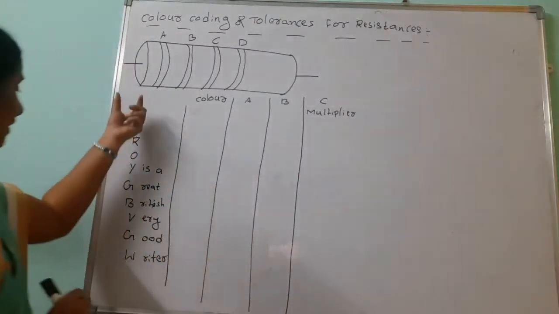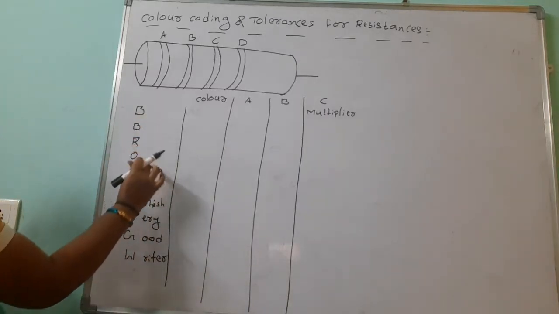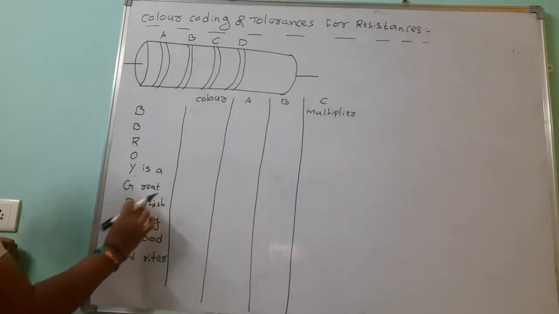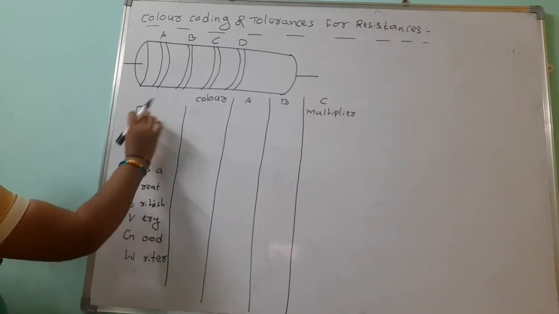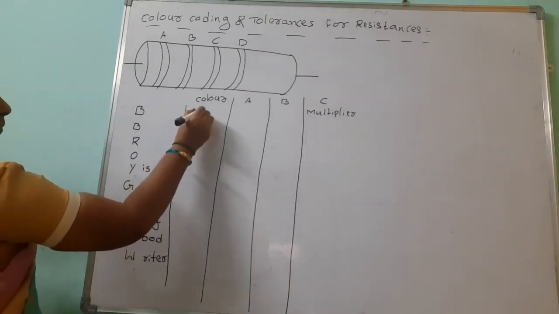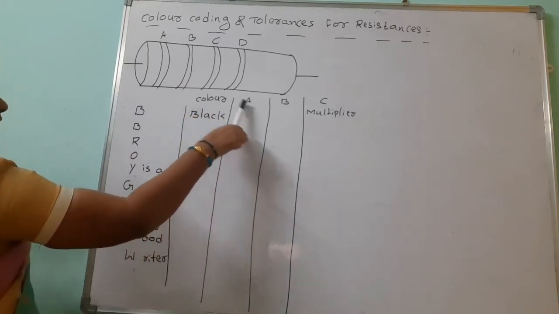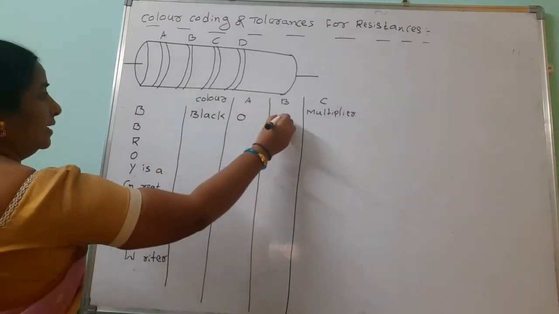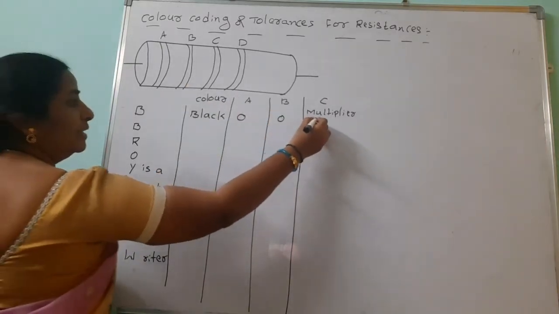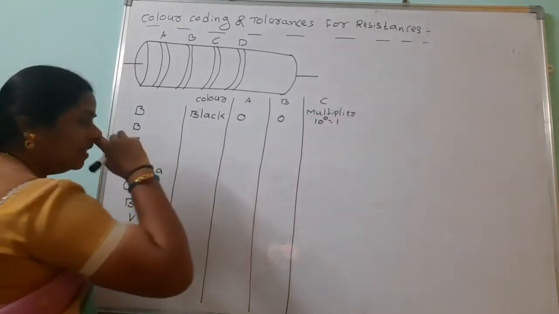For this, we use a single code like this: B.B. Roy. B.B. Roy is a great British, very good writer. Here B is the first one, and this color is black. Whenever it is black, digit A is 0, and digit B is 0. The next one represents the power of 10. 10 power 0 is equal to 1.